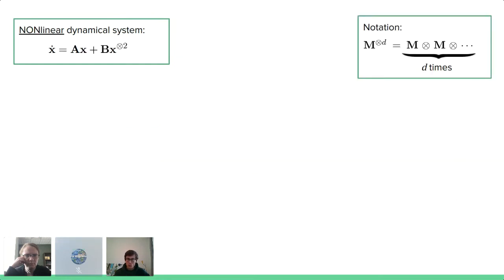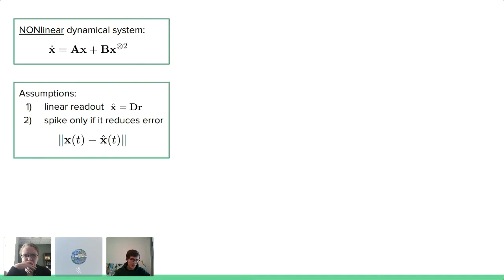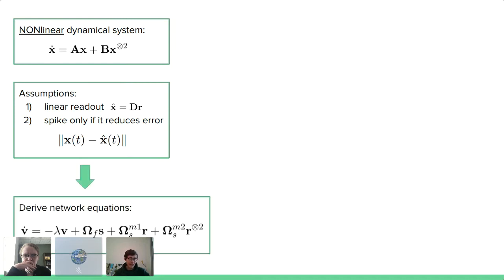And I just want to open a small parenthesis on notation here. This notation means a Kronecker product applied d times. If you've never heard of it, you can think of a Kronecker product as a generalization of the outer product for matrices. So starting from the same assumptions as before and using some properties of the Kronecker product, we derived the equations for a network of spiking neurons that implements dynamical systems with second-degree polynomial interactions.